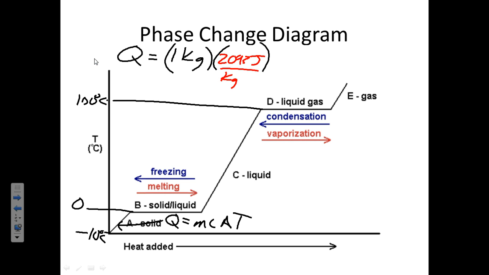And the units look like that. Kilograms are going to cancel. And the change in temperature we're looking for is what? It's 10, positive 10. Notice the Celsius cancel as well. So to take 1 kilogram of ice from -10 up to 0, it takes 2,093 joules of heat.